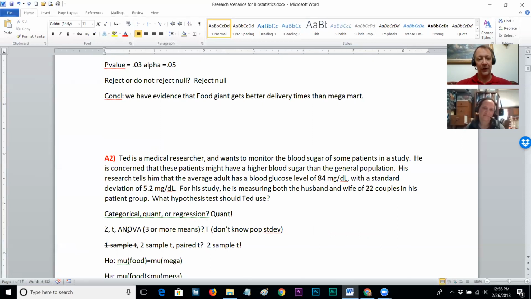Or is it... ANOVA is actually, I usually say F. F is the ANOVA test. Oh, okay. So yeah, you'll learn that this week. Okay. And so your answer is?